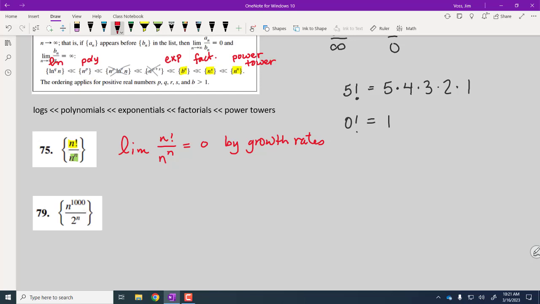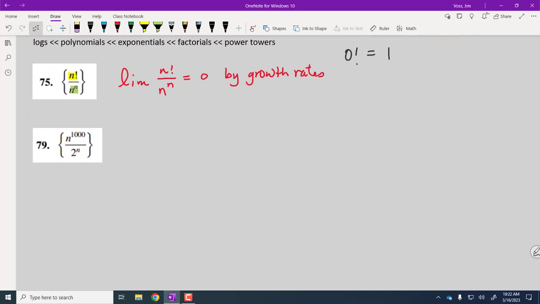So all these growth rate things can be proven with math that we can't do at this stage. So we just have to know that power towers grow the fastest. So this one right here, we have n to the 1,000. So that's a polynomial over an exponential. This one, you could use L'Hopital's rule. But how many times would you have to use L'Hopital's rule? 1,000 times to get that numerator.